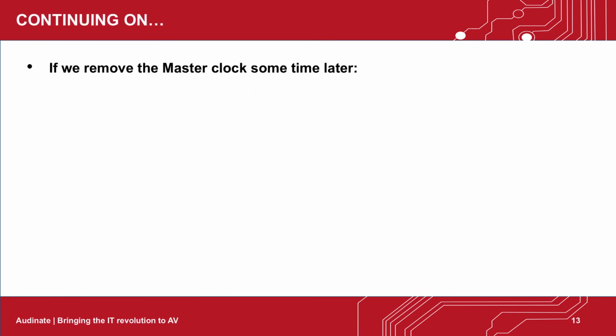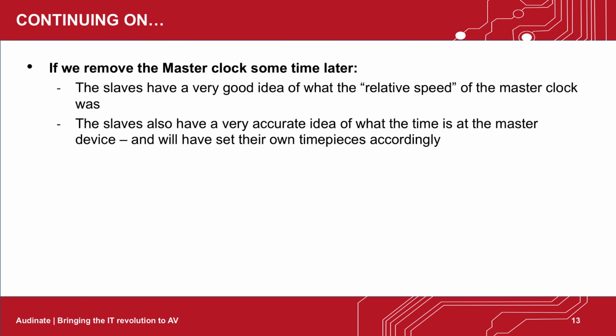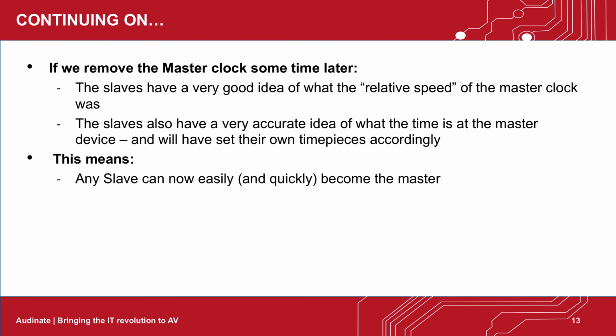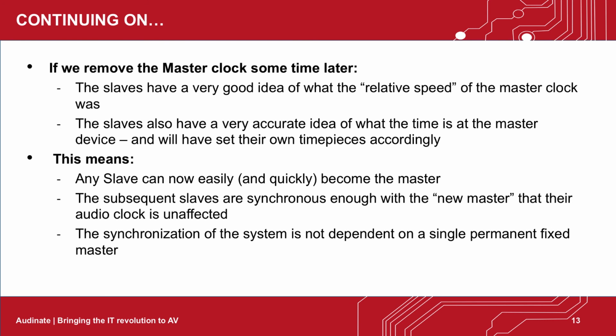Now, if we remove the master clock sometime later, the slaves have a very good idea of what the relative speed of the master clock was. The slaves also have a very accurate idea of what the time is at the master device and will have set their timepieces accordingly. This means any slave can now easily become the master. The subsequent slaves are synchronous enough with the new master that their audio clock is unaffected. The synchronization of the system is not dependent on a single permanent fixed master.